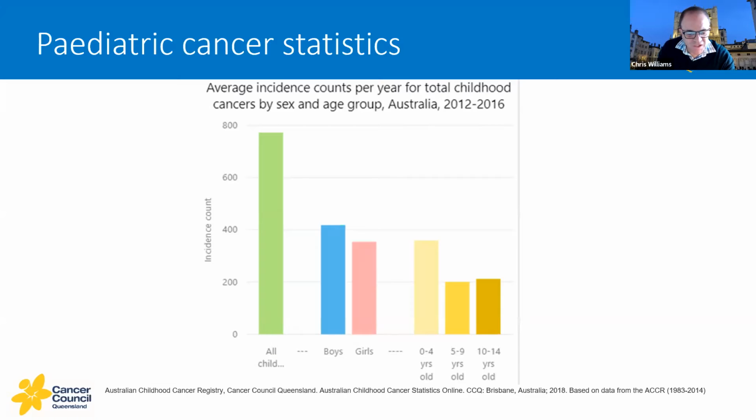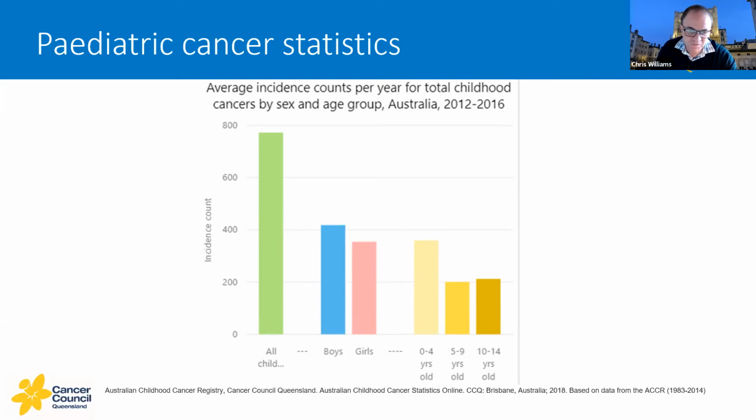If you go to the Australian Childhood Cancer Registry, which is on Cancer Council Queensland's website, you can actually look at some really good data across Australia for incidence of cancer. You can see there almost 800 children aged 0 to 15. We see that the prevalence is actually a little bit more in boys than girls, and that the most common age for childhood cancer between 0 and 15 is in that 0 to 4 years age group.